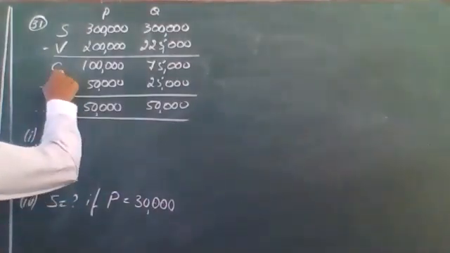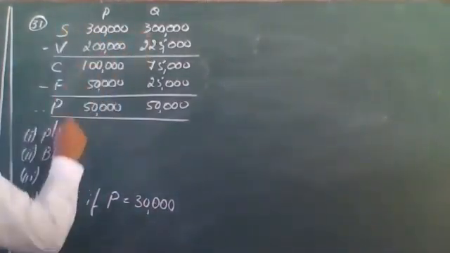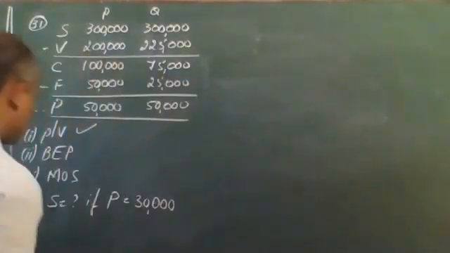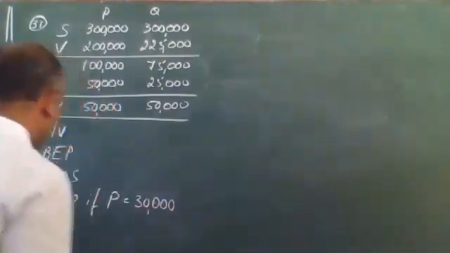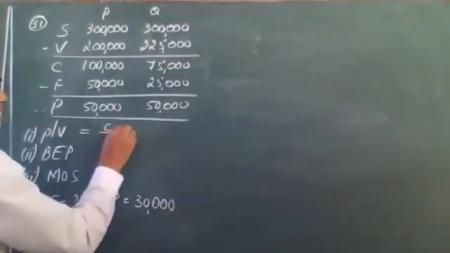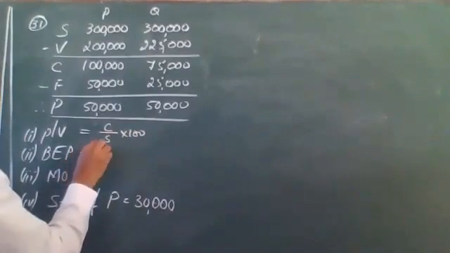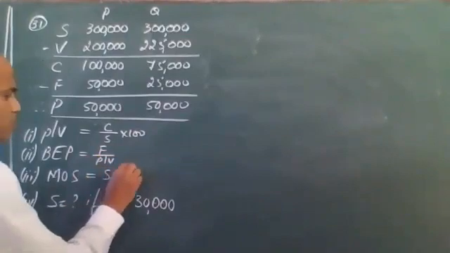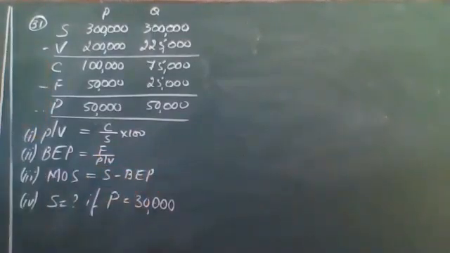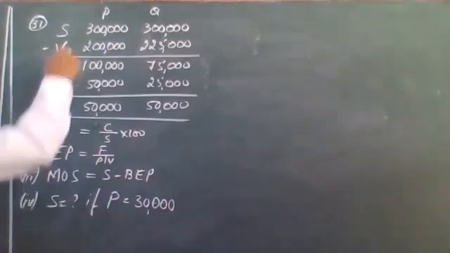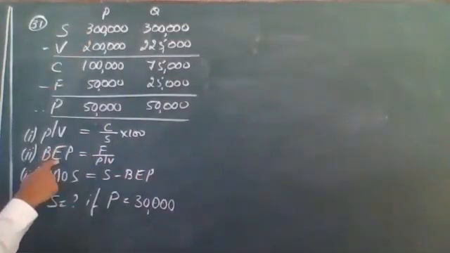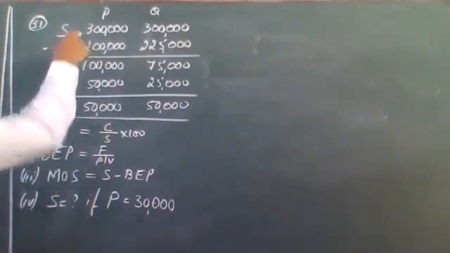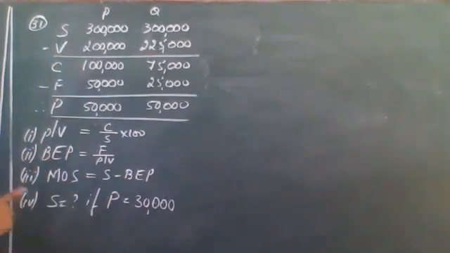PV ratio. What is the formula? Contribution by sales into 100. Once you get PV ratio, what is the next question asking? Margin of safety. PV ratio is contribution by sales into 100. BEP is equal to fixed cost divided by PV ratio. Margin of safety is equal to sales minus break-even sales. You can find this out with C and S, this with F and PV ratio, and this with sales and BEP. So the first three questions are done.